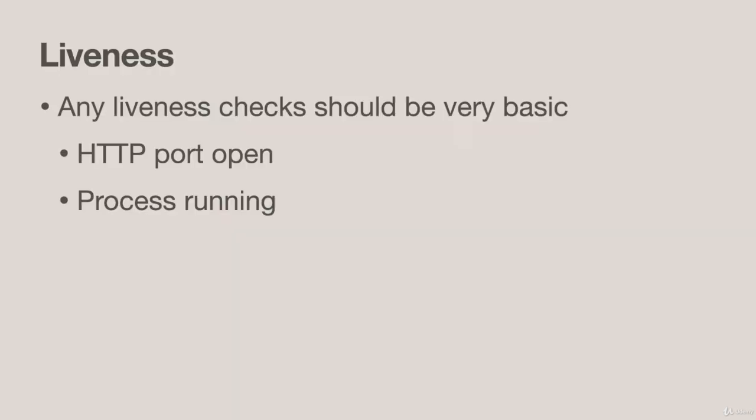So to summarize, a liveliness check should be very basic. It's typically something like the port is open or the process is running. If your liveliness check fails, the ramification is that your process, your container, will be killed. If you can't connect to your database, there's no point killing the application container. It's probably a problem with the connectivity or the database itself. So we don't want things like database connection pools to be part of liveliness checks.